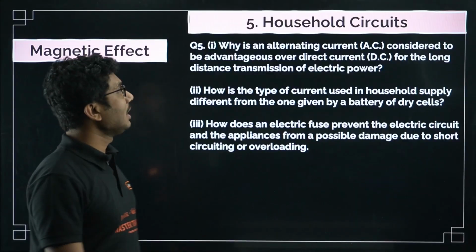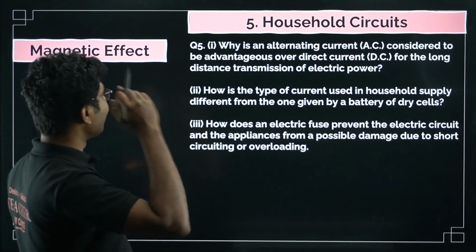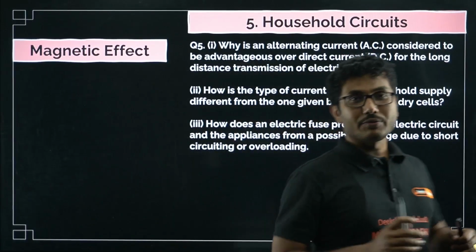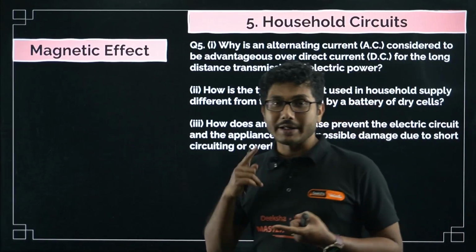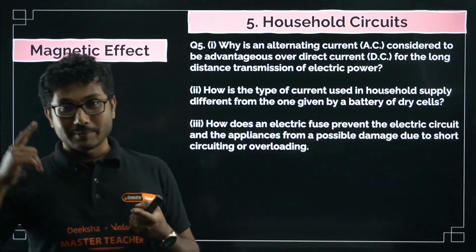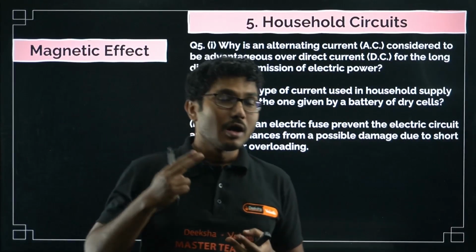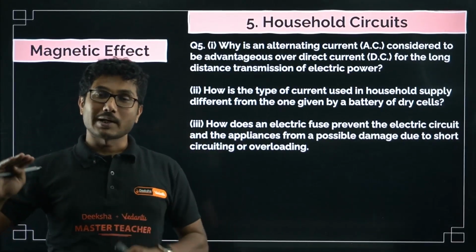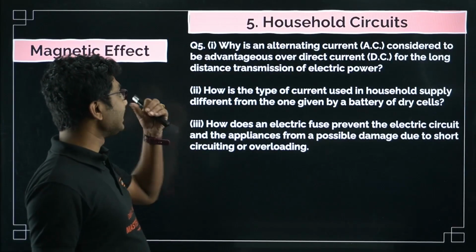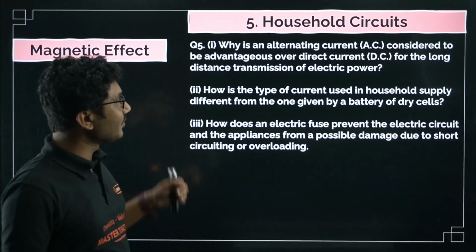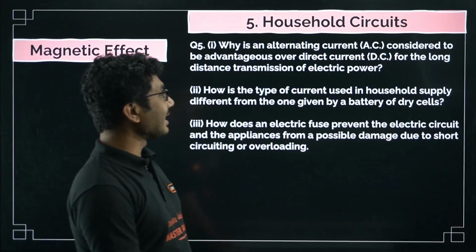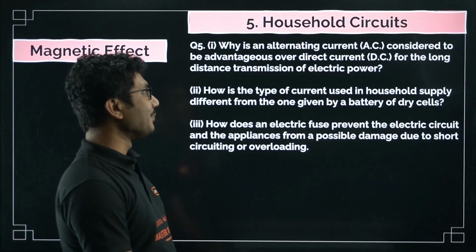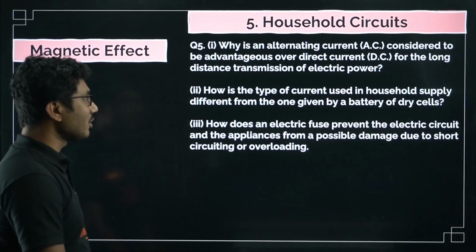Now let's move on to the next part, that is the fifth important topic, household circuits. From this also a lot of questions come. Either objective, 1 mark question, 1 mark assertion reason question, or sometimes 2 mark, sometimes 3 mark questions, up to 4 or 5 mark questions can come from this part. Now let's see the question that was asked in one of the previous years. Why is an alternating current AC considered to be advantageous over direct current DC for the long distance transmission of electric power?